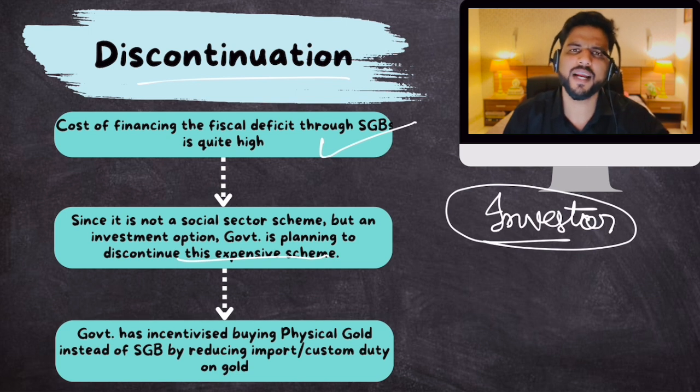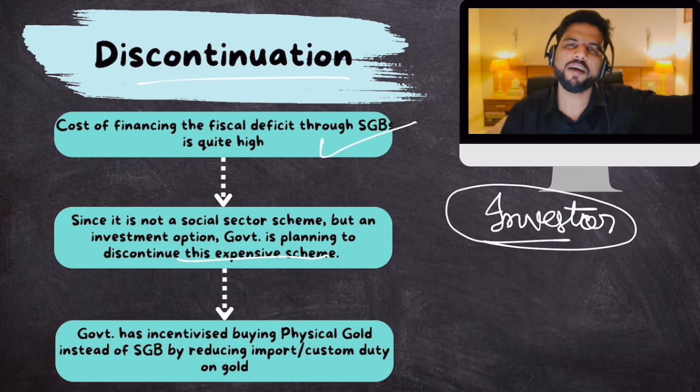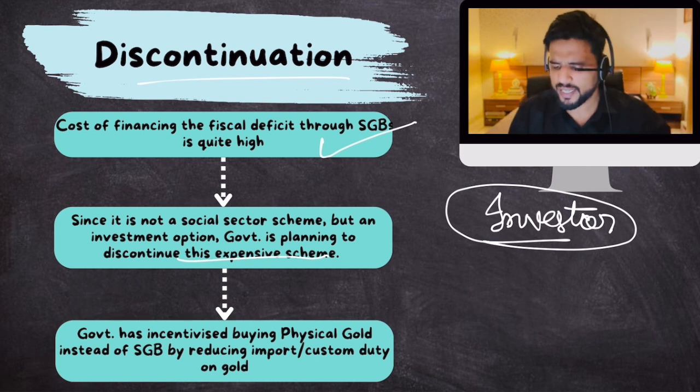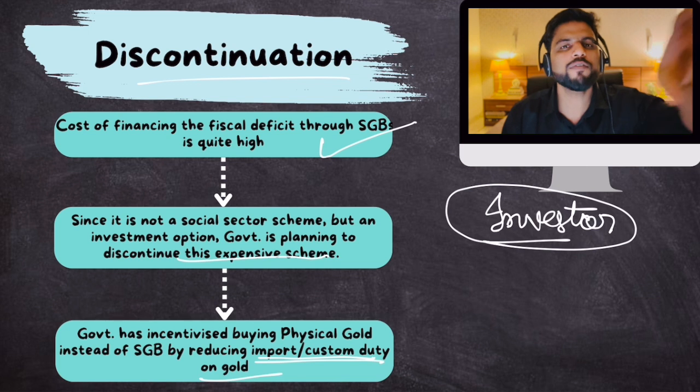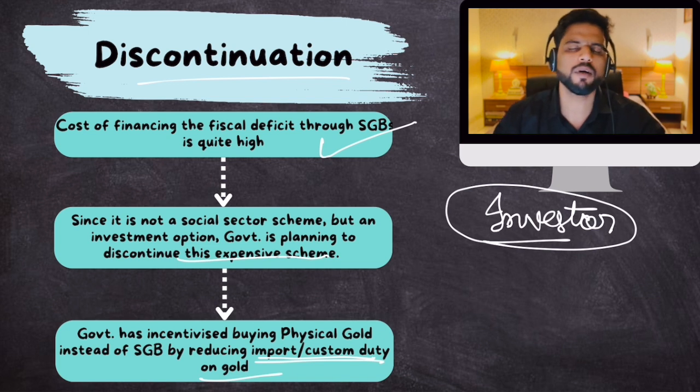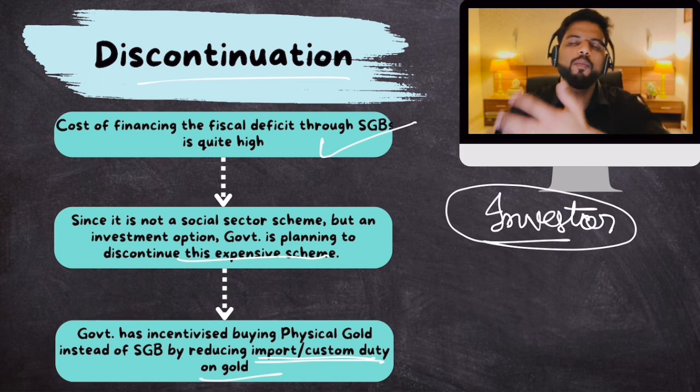And then let's encourage people to go back to buying physical gold if you want to invest in gold. If you really want to invest in gold, then don't buy sovereign gold bonds. Go buy physical gold, import it. And if you really want to import it, we are also reducing taxes on import of gold, import and customs duty, so that more and more people import physical gold. So government is completely discontinuing this scheme, for financial reasons only. And government is now going back to telling people to go buy physical gold. We can't afford this scheme. Okay, that's it. That's all you need to know as far as sovereign gold bonds are concerned. Simple.